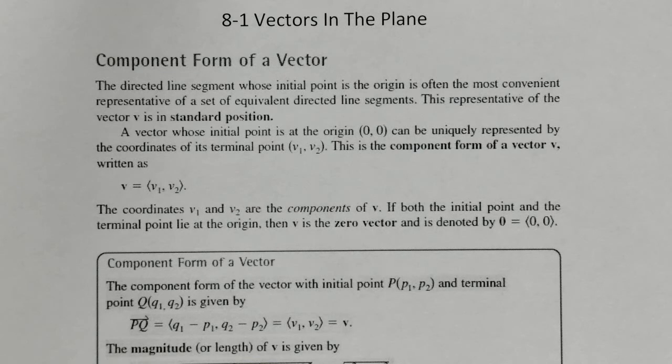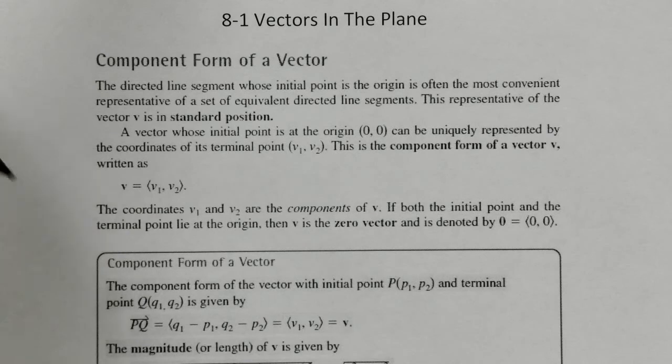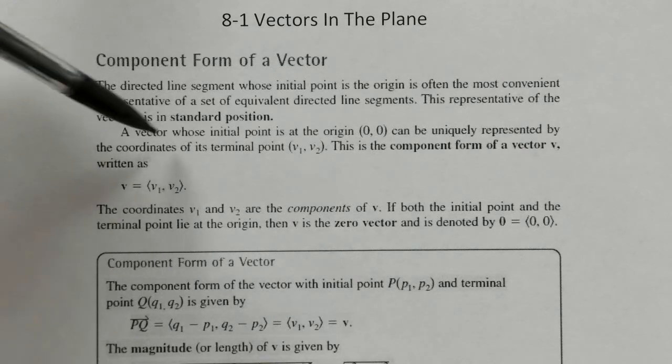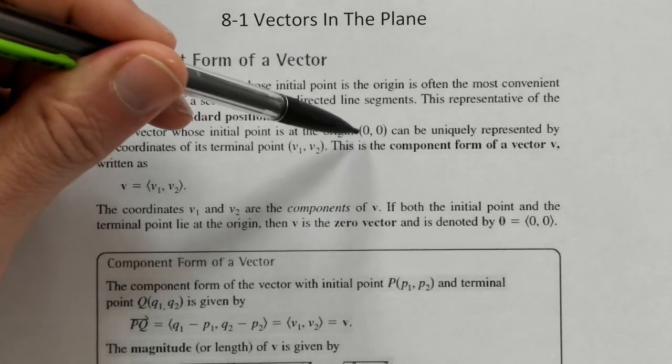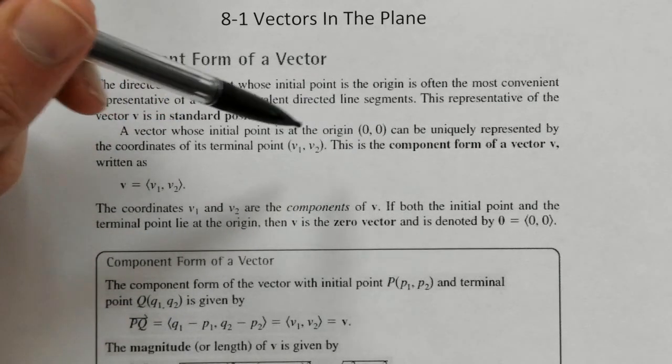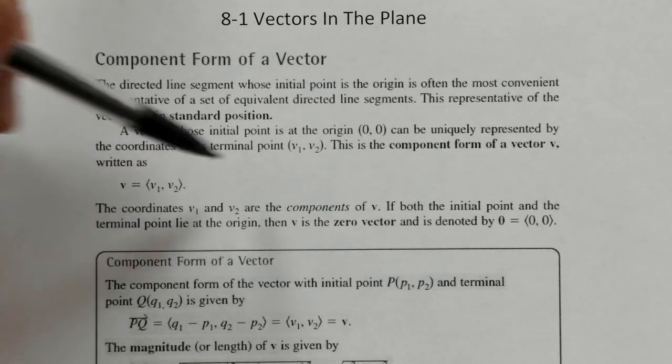All right, so let's talk about a vector. What is it? Well, a vector is really just a directed line segment. It's got a starting point, it's got a direction, and it has a magnitude, which is its length. When we're talking about vectors, if you've got one that starts at the origin, if that's its initial point, then you could say that vector is in standard position.